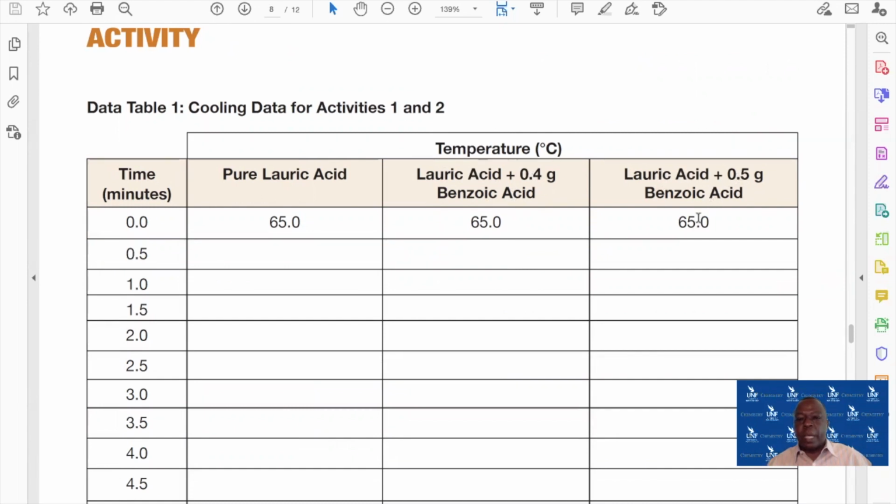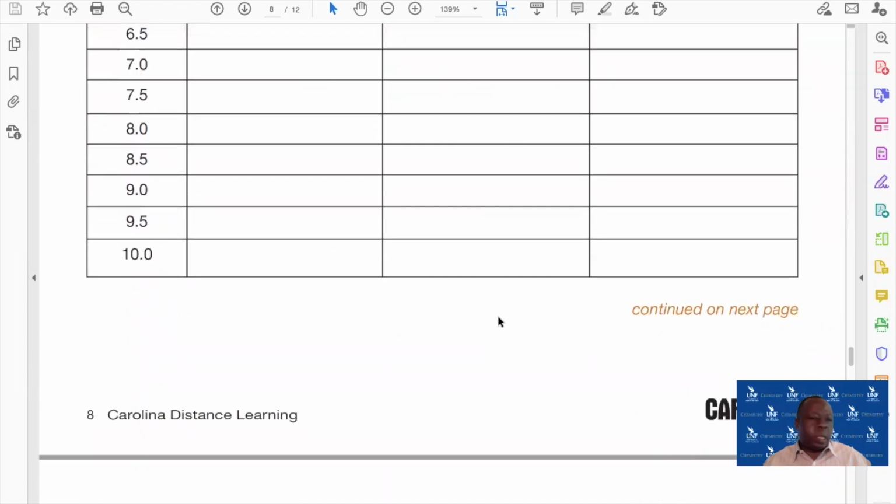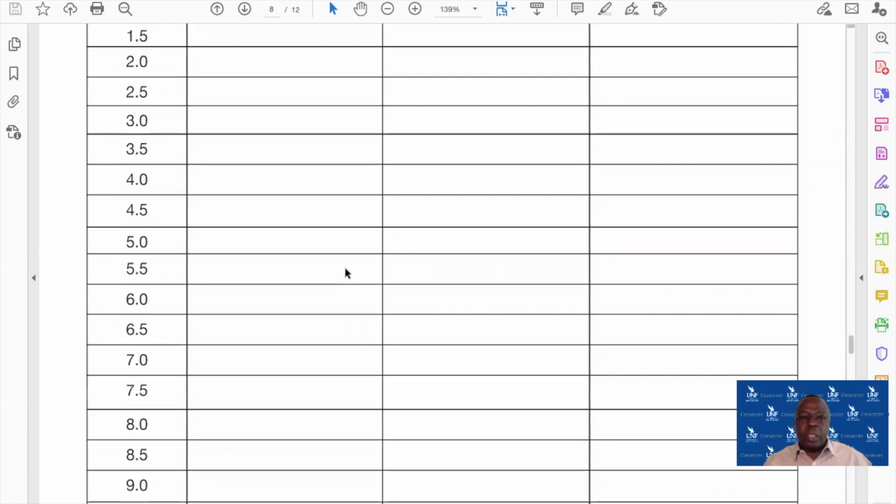And remember, just like in part 1 for the pure solvent, the lauric acid, you will collect the data until you see that 4 consecutive data points remain constant, that it is starting to flatten out, and that is considered the freezing point. If it goes beyond the given 10 minutes, please feel free to use extra scratch papers for data collection.